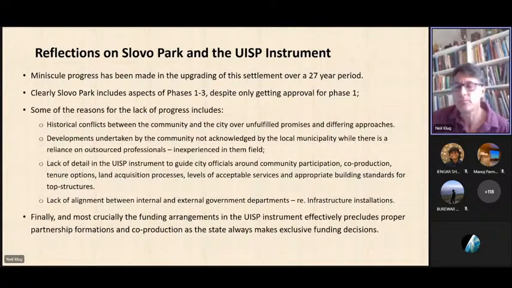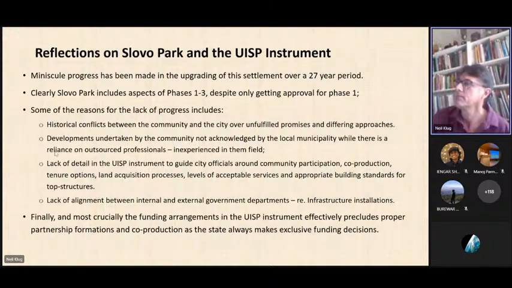There were long periods where there was absolutely no contact between the community and the local authorities, especially around when the community took them to the High Court. The city refused to engage with them until the High Court's order came out ordering the city to engage with the community. Developments undertaken by the community, such as at one point with a local university built a small community centre, but that's never been maintained because of lack of funding. The city never took it over to maintain.